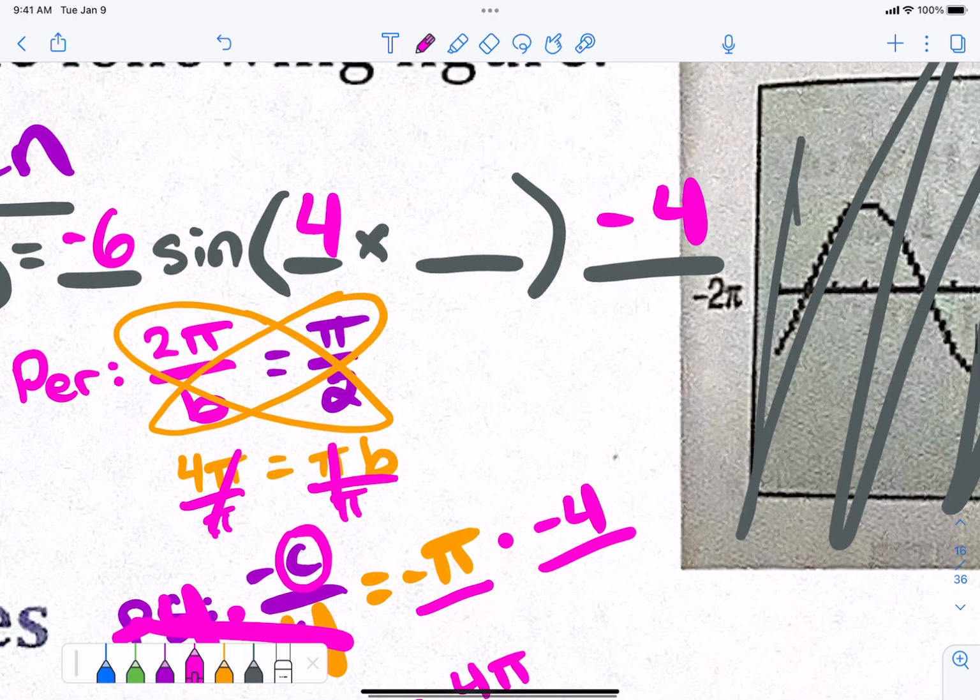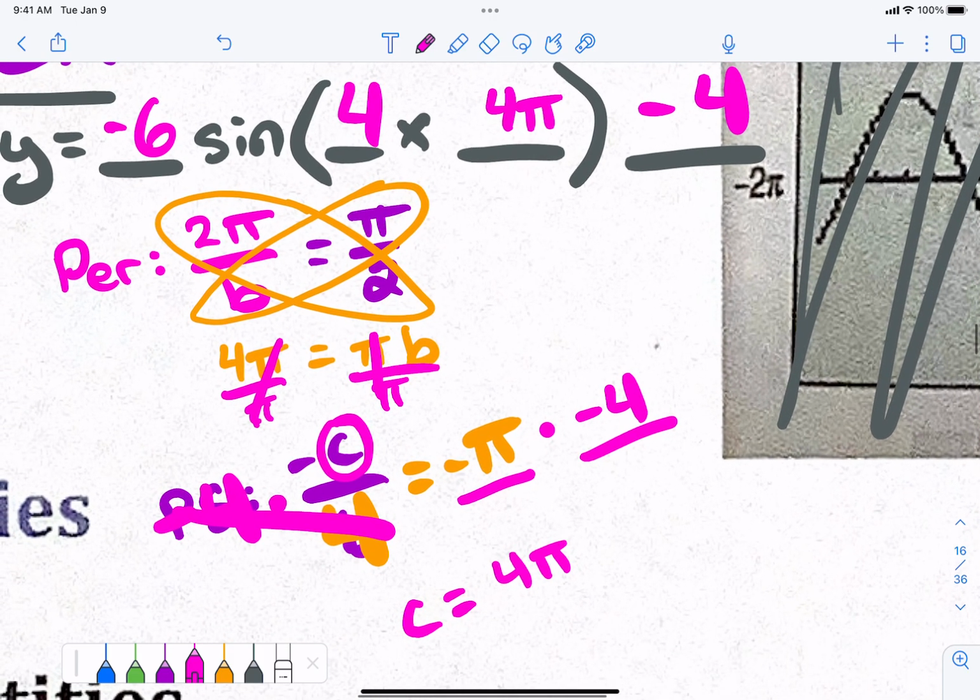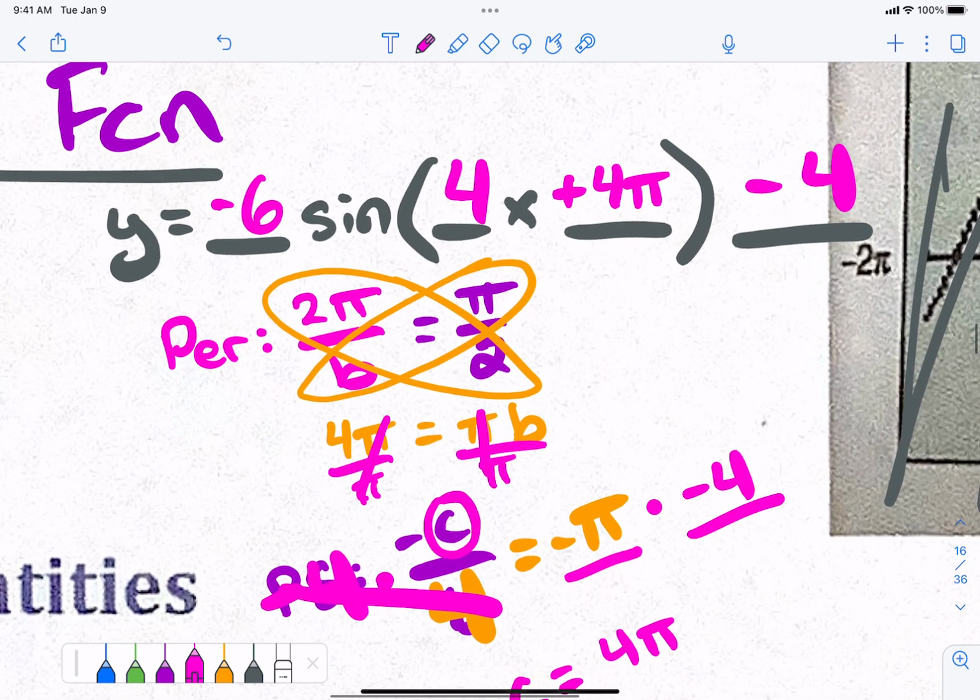So I put 4 pi here, but what was in front of that 4 pi? Plus, right? It's now positive. That is my equation, okay? Now, if you were doing this on a test, and I said, put it into the equation, I would then work with those numbers and pull them back out and make sure that they match. Does that make sense? To check your answer, right?